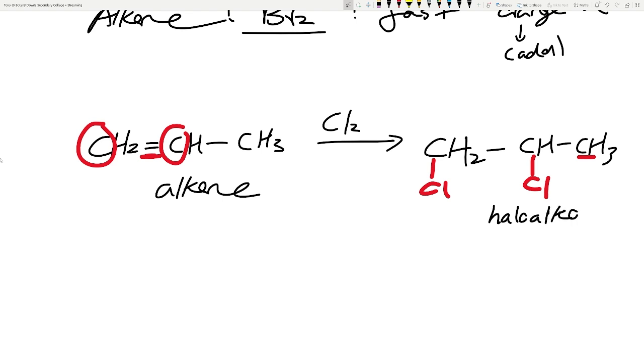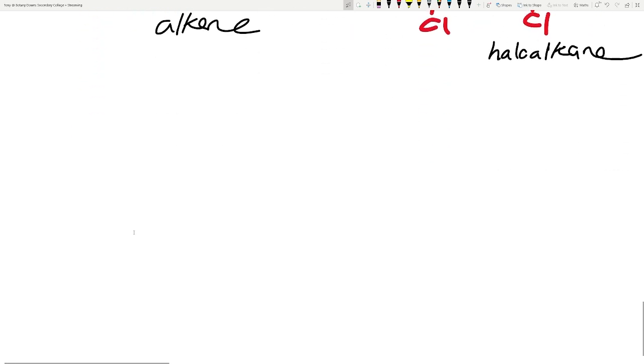So we've gone from, in this case, propene into 1,2-dichloropropane. All right, now that's one of the reactions, and here's another one. If I do the same thing, let me do an easier one. So if I have an alkene, now this is one of those things that you really need to remember. I'm going to do this in red.